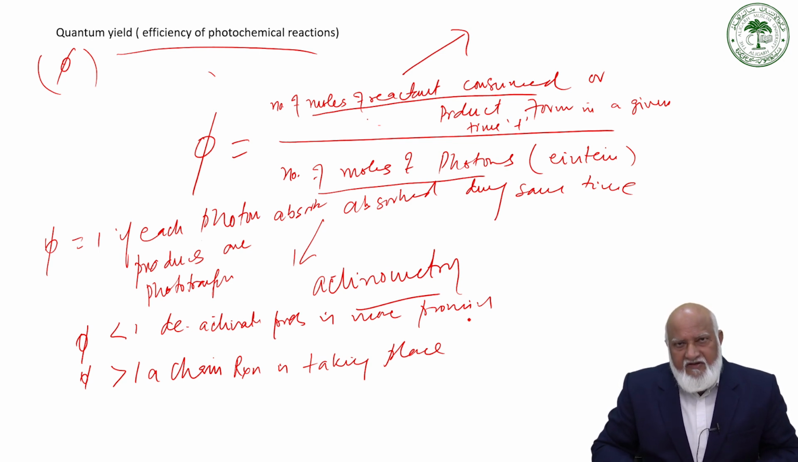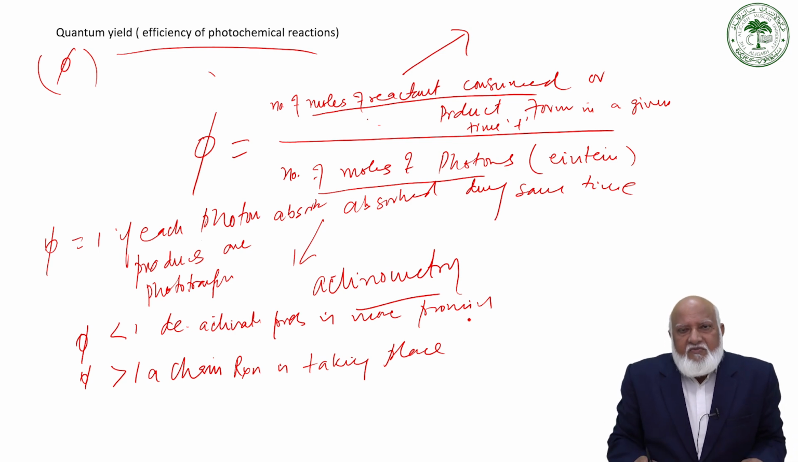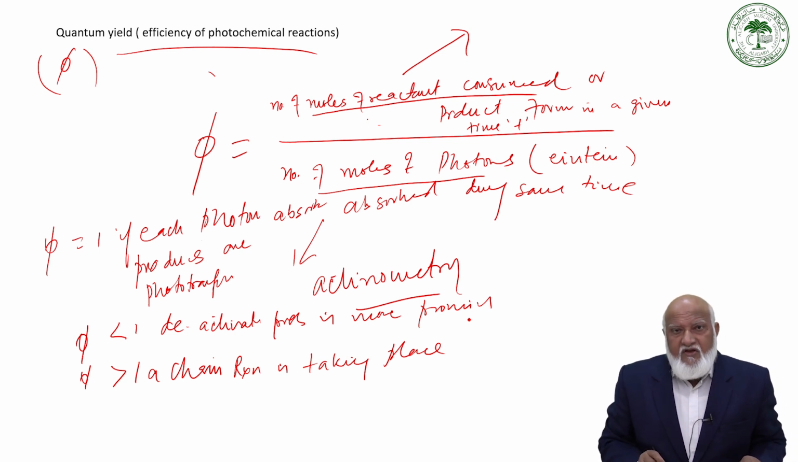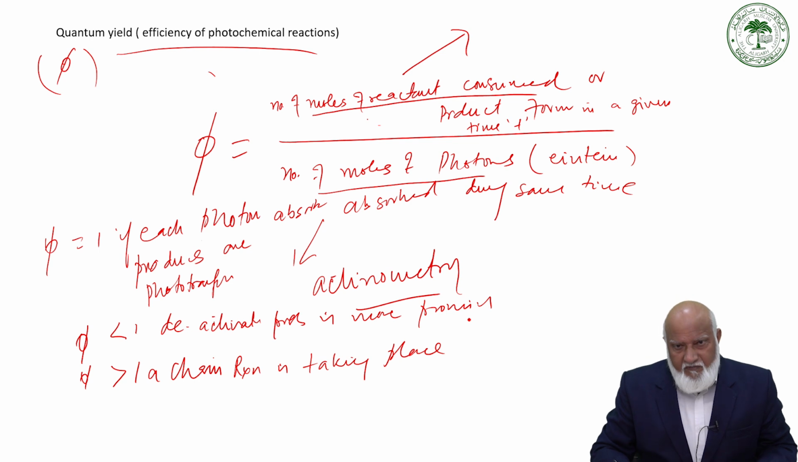As I have mentioned, the number of moles of reactant consumed can be determined by any analytical techniques like GC or HPLC, whereas the number of moles of photon in terms of Einstein in the same time, how much photons is absorbed, can be determined by actinometry experiment, and there are several standard actinometry experiments available through which we can determine how much photon is absorbed.